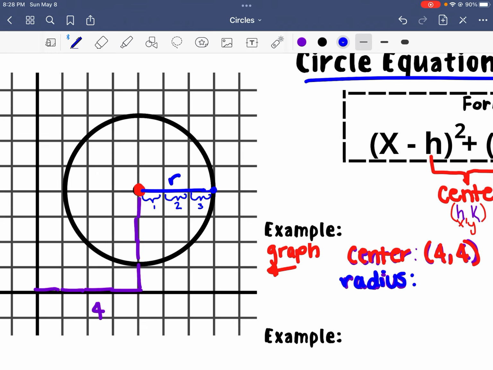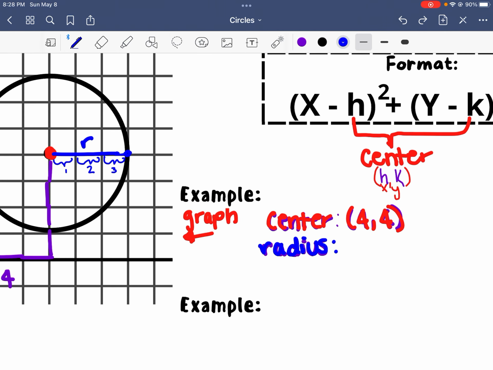So notice that I decided to go in a direction where there was a straight line. If I would have made this my radius, it would have been more complicated because this part of the circle is not directly on the grid line. So I was very intentional on which radius I chose. So my radius is 3.